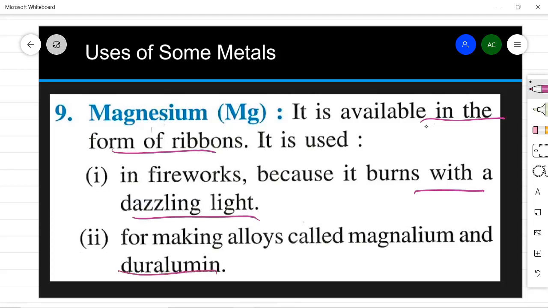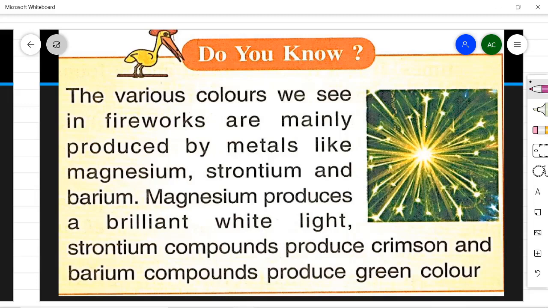Duralumin में भी बताया मैंने आपको यूज़ होता है, और magnesium एक alloy है, उसको भी बनाने के लिए यूज़ होता है. So, magnesium and duralumin are different because duralumin contains only aluminium plus magnesium, 95% aluminium and only 5% of magnesium. In fireworks you see many colors, and all those colors are produced by metals when metals are burnt. So, magnesium, strontium and barium, these are the three metals which produce light.